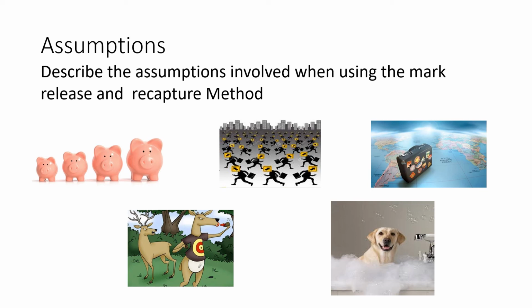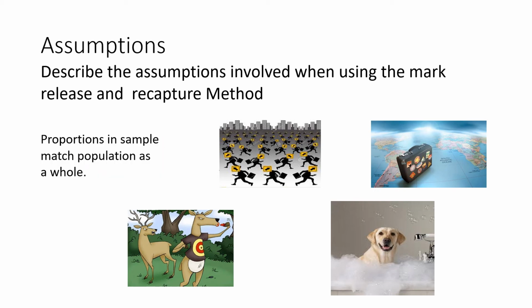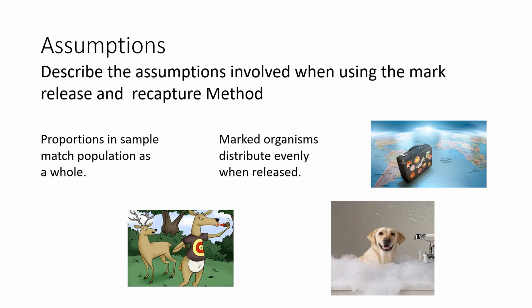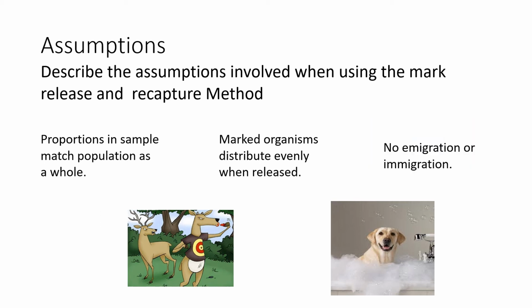Well, the answers are, in the 5 different ways, the first picture represents the fact that the proportions in the sample must be representative of the actual population. So you can't have a sample that's disproportional to the population. It has to be representative. We also have to assume that any of the organisms that get marked and released for the first time have to be evenly spread out. There can't be any particular bias, they can't run in any particular direction. They have to randomly spread out in all directions. Third one is that we've no emigration or immigration.